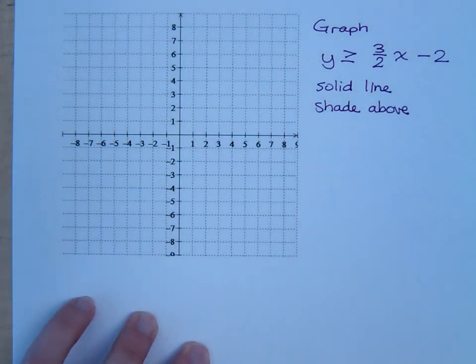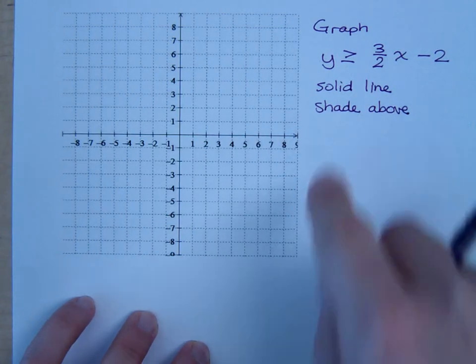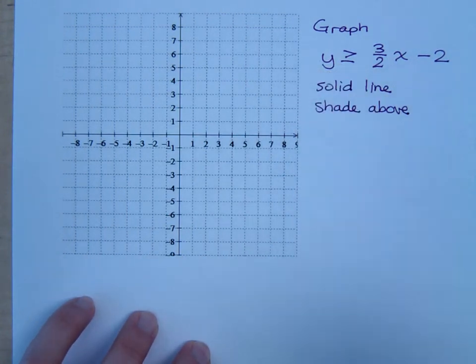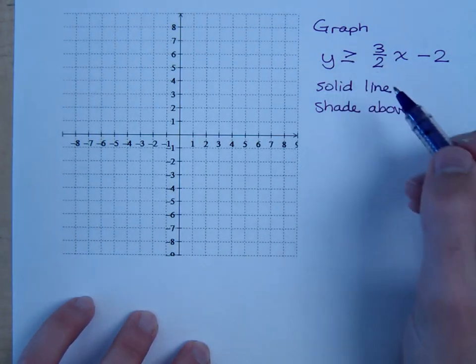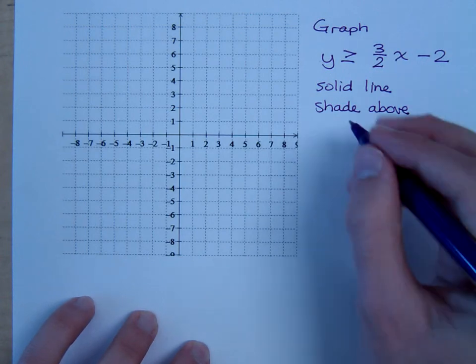How do you know you shade above? It says y's greater than y's, or an elevation going up and down. So if I want the y's to be greater than, that means I want them to be above the line. But how am I going to graph the line?